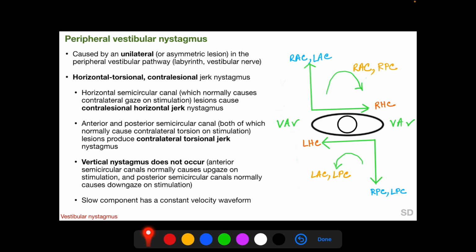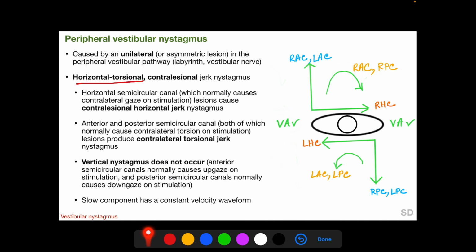Peripheral vestibular nystagmus is caused by a unilateral or asymmetric lesion in the peripheral vestibular pathway, which is composed of the labyrinth and the vestibular nerve arising from the labyrinth of the inner ear. And typically in a peripheral vestibular nystagmus, we have a contralesional combined horizontal torsional jerk nystagmus, and this is very important to remember.